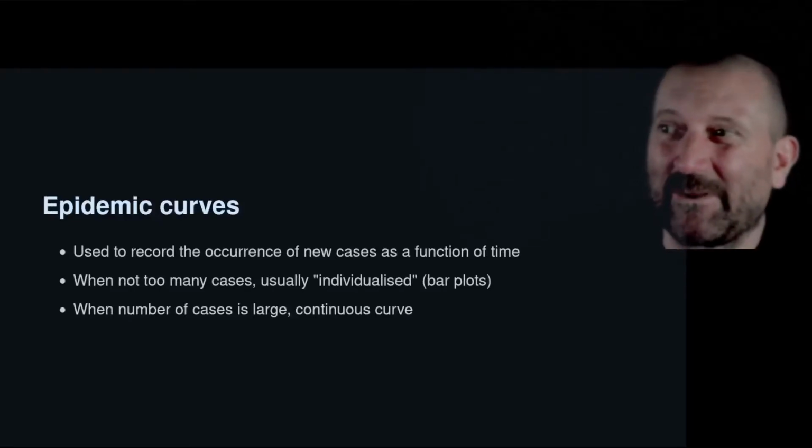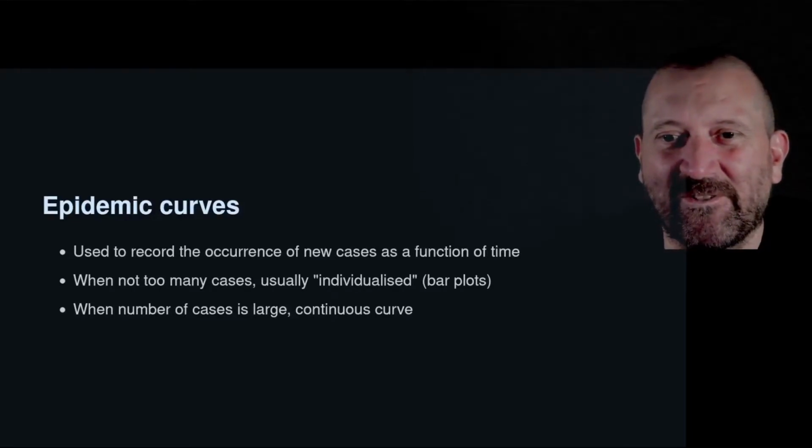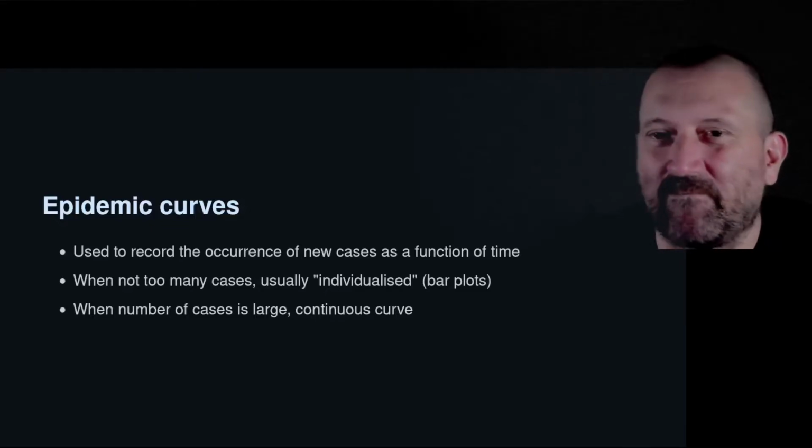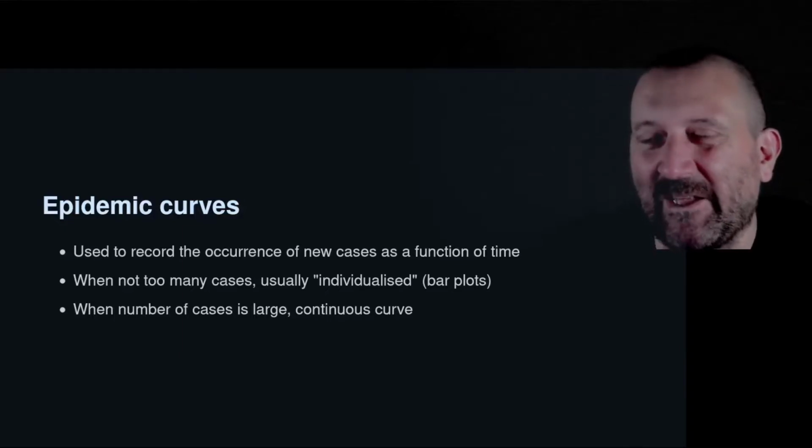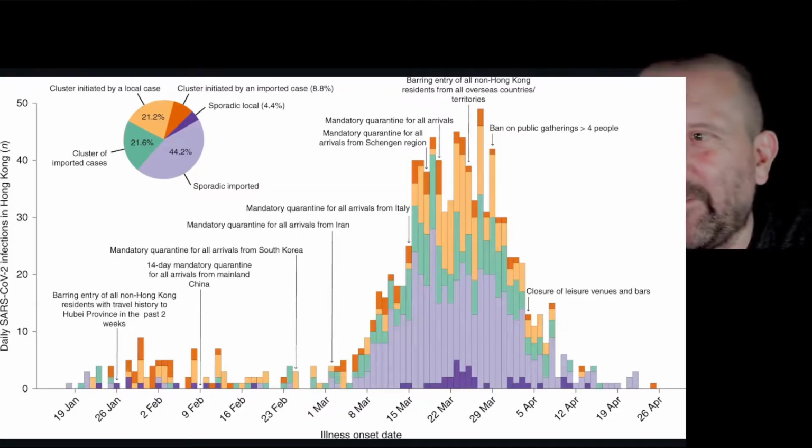Epidemic curves are something you will see a lot of in this course, and I'll just point out that they're used to record occurrences of new cases as a function of time, and typically you will see two types. You will see something like this.